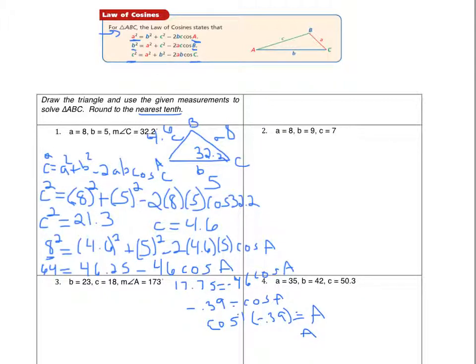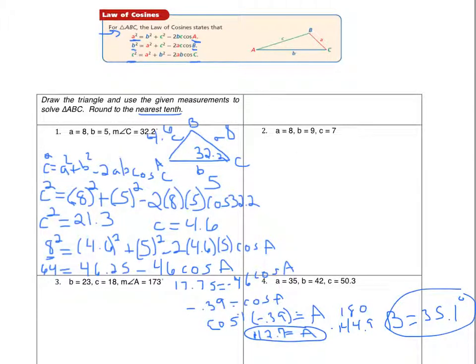And A is equal to 112.7 degrees. So then if I have 112.7 and I add 32.2, then I get the total is 144.9, and I subtract 180 minus 144.9, and I get that angle B is 35.1 degrees. So I have angle B, I have angle A, I have C, and I'm done. Go ahead, pause the video and try number 2.